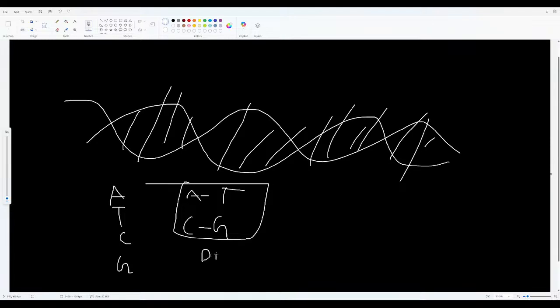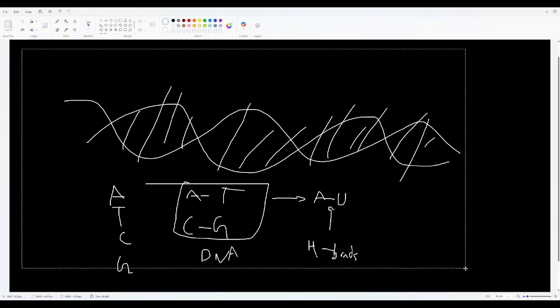So DNA, of course, has two strands, right? So this is the case for DNA. In the case of RNA, C remains with G, but A now binds with U. And the way they do it is through hydrogen bonding. Not through covalent bonding, but through hydrogen bonding, right? So, with that in mind, we can now continue on with our discussion of DNA replication, right?